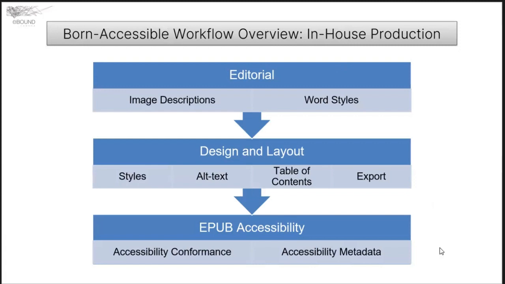So where does accessibility start? With in-house production, it can begin right from the editorial stage, where you can create image descriptions and implement word styles. And then moving on to the design and layout phase, where you can further add accessibility through embedded styles, alt text, creating a table of contents, and exporting the file to the correct format. And then lastly, post-export, you can make sure that the EPUB meets conformance requirements, and you can include accessibility metadata as well.